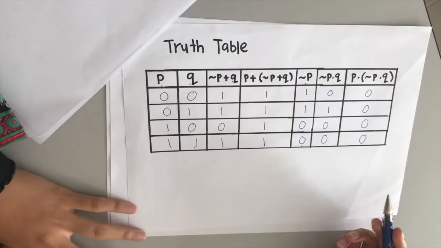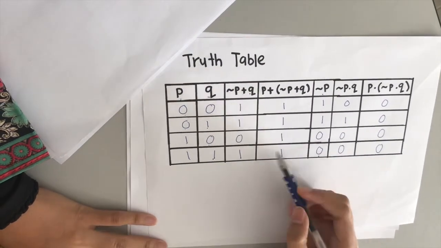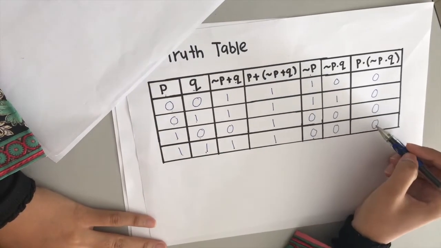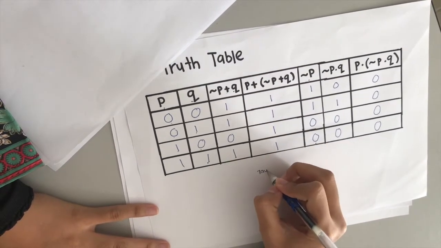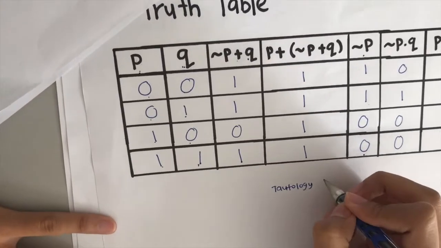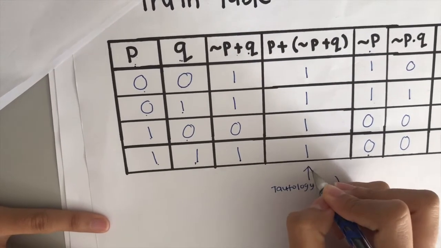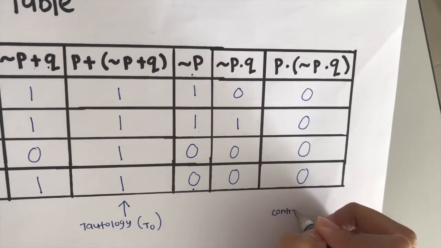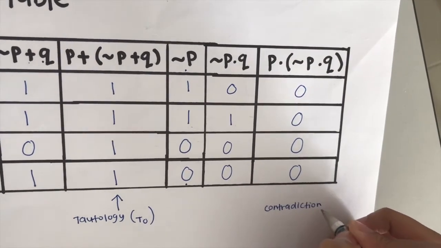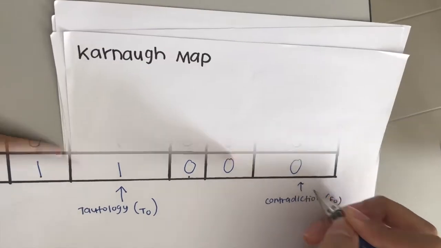Okay, then we see the output, all true and all false. If all the output is true, we call it a tautology. And if all the output is false, we call it a contradiction. Now we are going to learn the Karnaugh map.